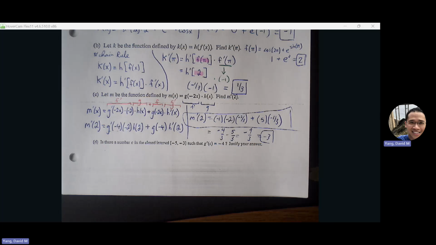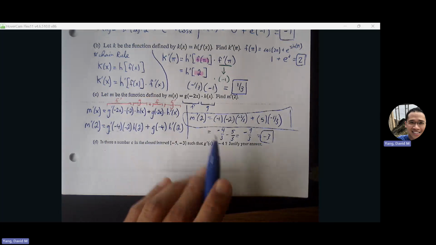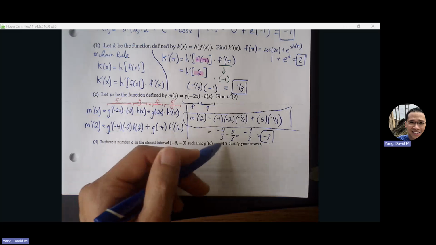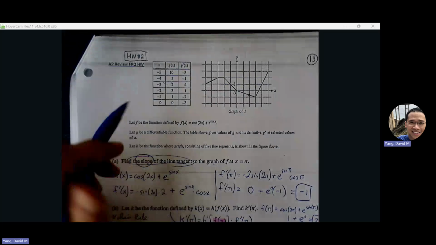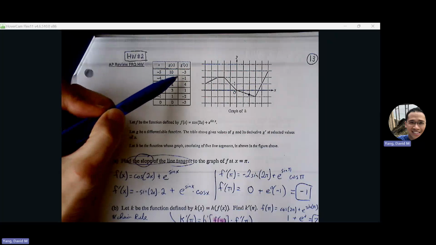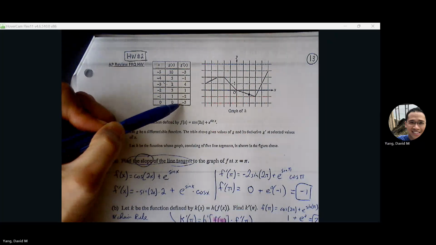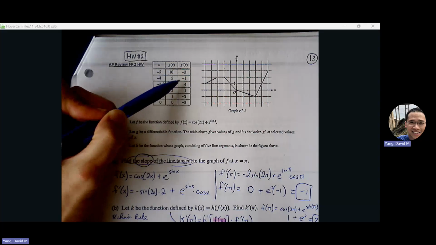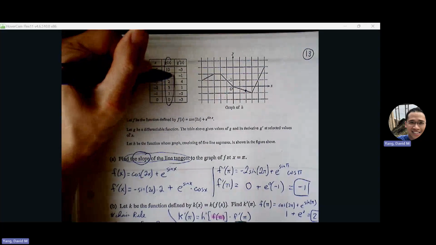Part D, is there a number c on the closed interval such that g prime of c is equal to -4? So the first thing, our natural initial step is to look at g prime and see, do we see g prime -4 show up? Do you see anywhere where g prime is equal to -4? No. But we can't stop there, right? Maybe we should be using g of x instead.